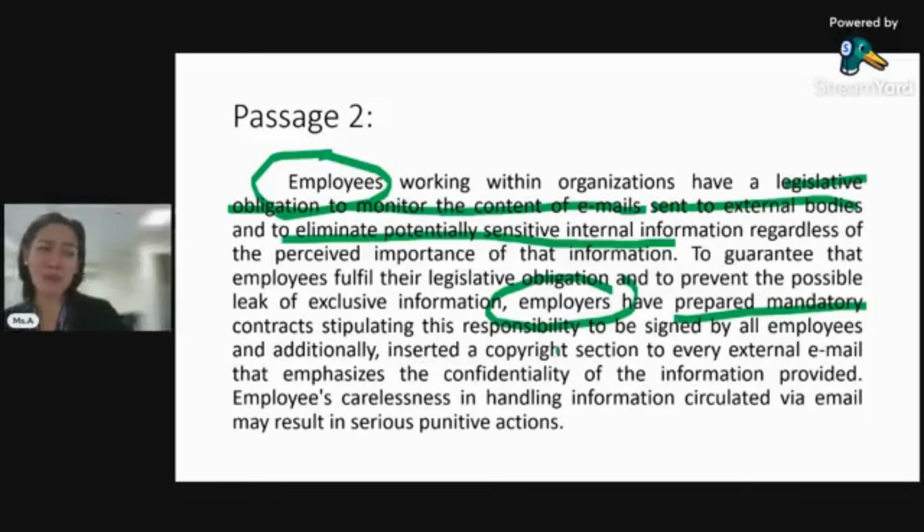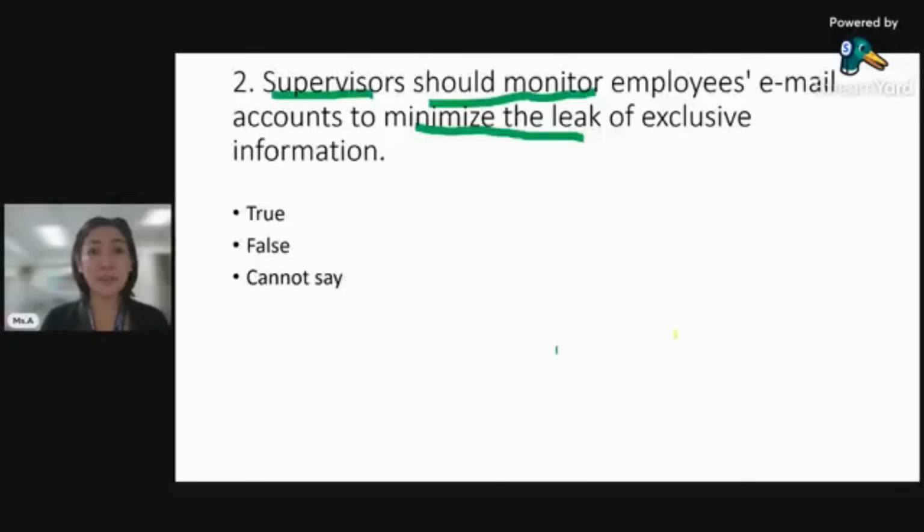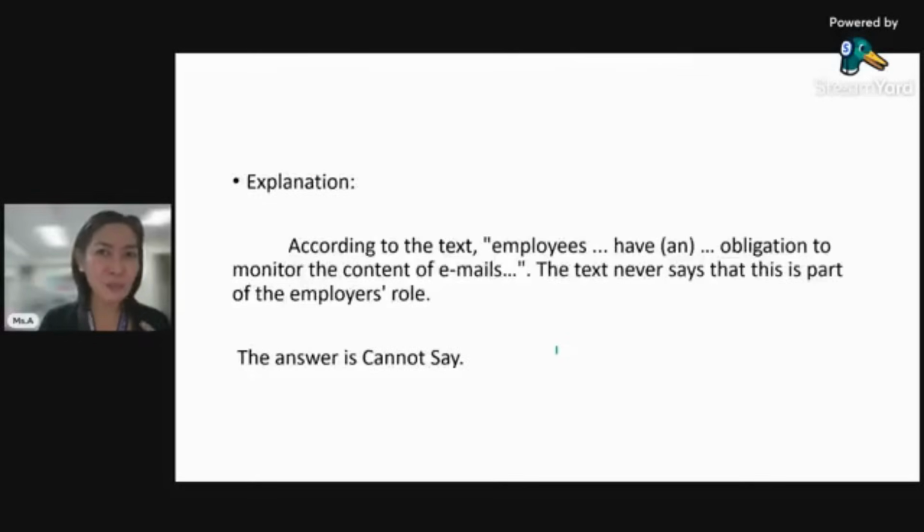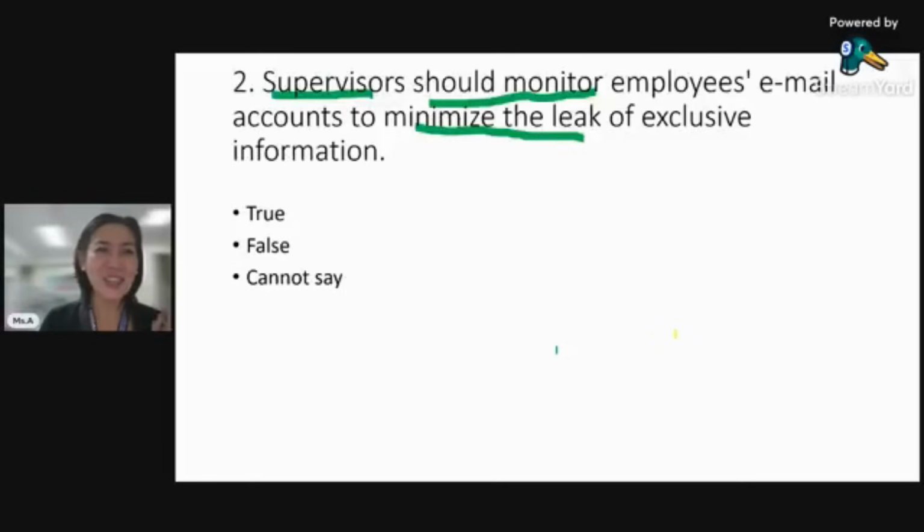Hindi naman po. Actually, balikan lang po natin. Sabi ko nga, unahin yung puntahan yung tanong. So, this is the question. Supervisor should monitor employees' email accounts.